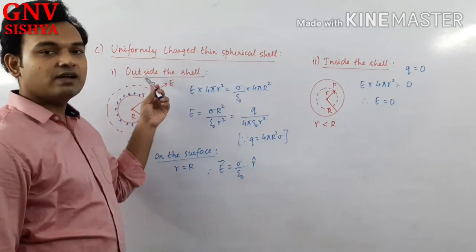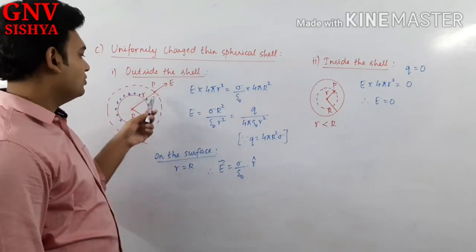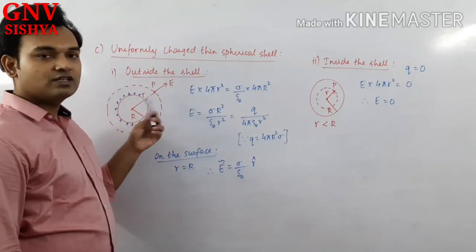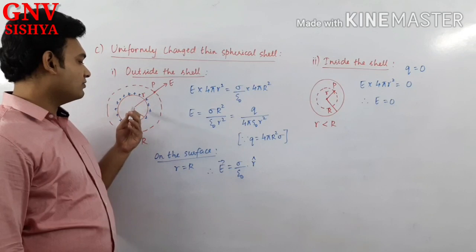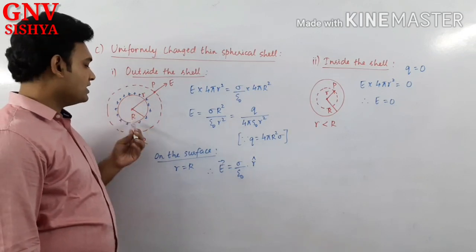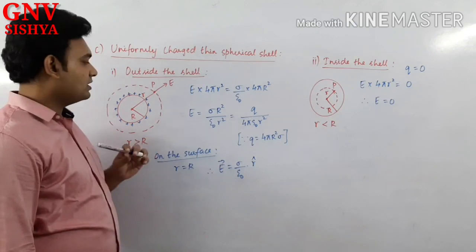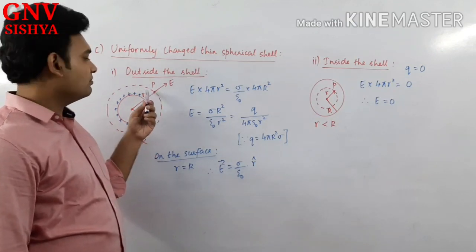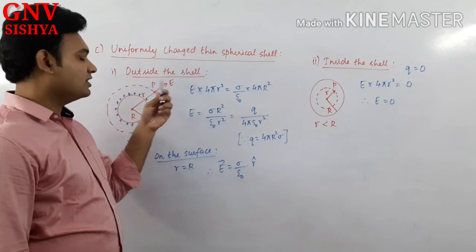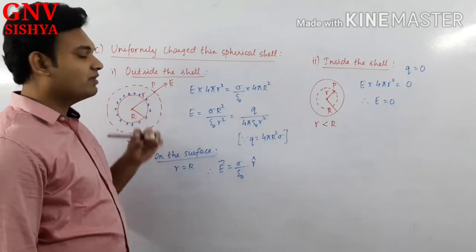The first thing is electric field outside the shell. So let us take a point P which is outside the shell at a distance of small r from the center. The radius of the shell is capital R. So obviously in this case small r will be greater than capital R. So at point P this will be the direction of electric field, away from the center. Okay, along the radius away from the center.